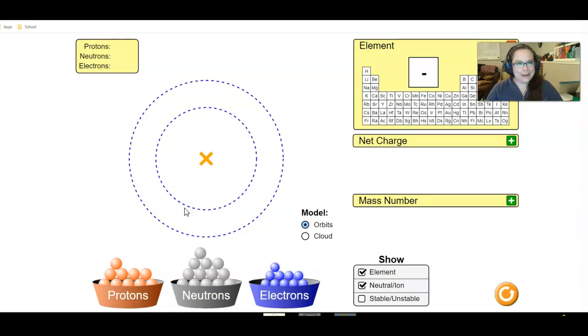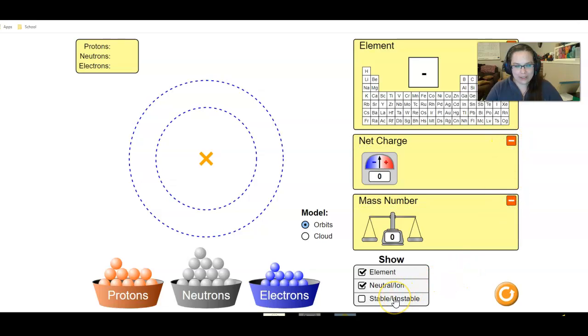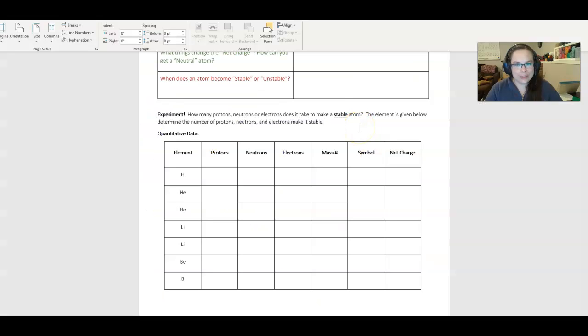When you get to Atom, there's 3 things that you want to change for our activity today. You want to open net charge, mass number, and you also want to click on stable or unstable. The first part of the assignment asks you to play with the simulation and then answer the questions. You should be able to answer most of them based on what we've already covered in class. The question we're trying to answer in part 2 is how many protons, neutrons, and electrons does it take to make a stable atom? And you're going to determine that using the simulation.